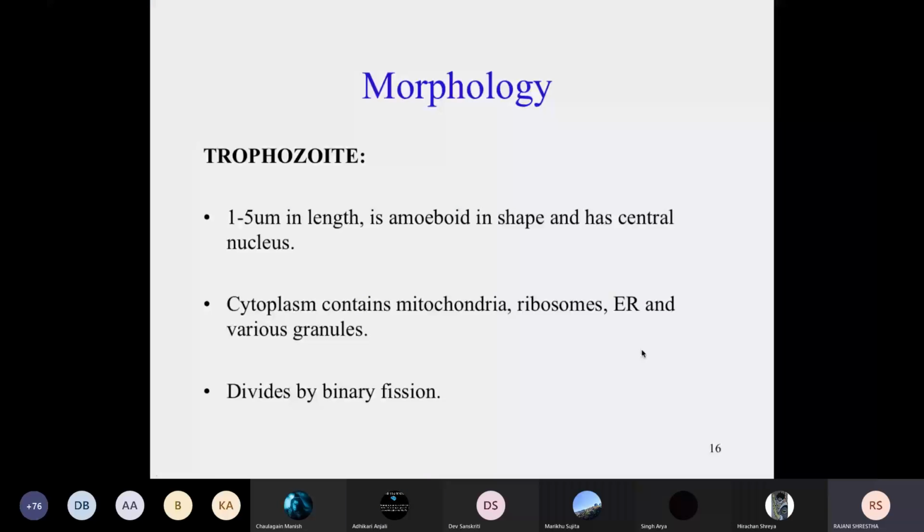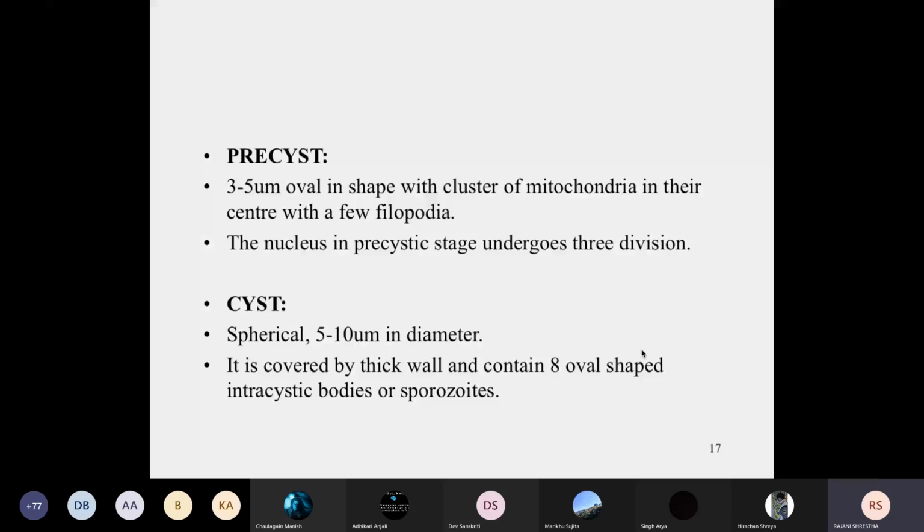Okay, so coming to the morphology, there are trophozoites, which are 1 to 5 micrometers in length, amoeboid in shape, and contain a central nucleus. The cytoplasm contains mitochondria, ribosomes, endoplasmic reticulum, and various granules. The division of this trophozoite takes place by binary fission. It also contains the precyst, which is 3 to 5 micrometers, oval in shape, with a cluster of mitochondria in the center and a few filopodia. These filopodia help with attachment as well as movement, and there is a nucleus which undergoes division.